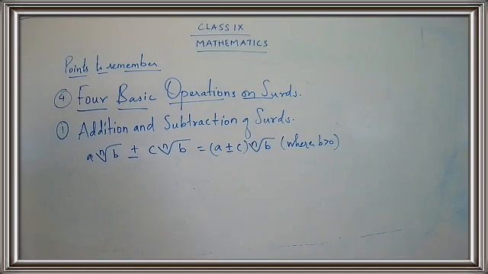If I give you some examples, it will be clear and you will be easily understanding the rules. a nth root b plus minus c nth root b is equal to (a plus minus c) nth root b, where b is greater than 0. Let us take some of the examples. Okay, write down here some of the examples.